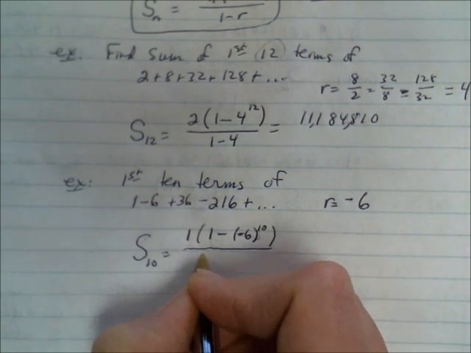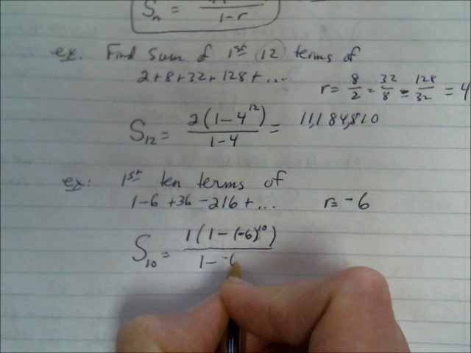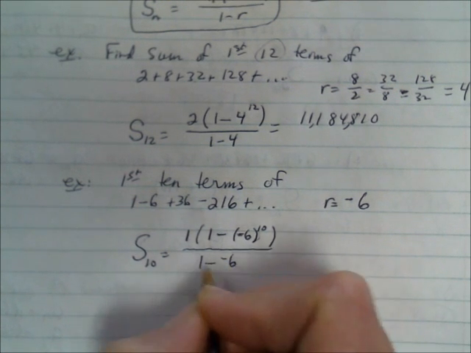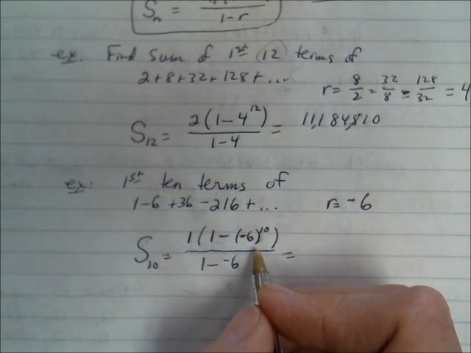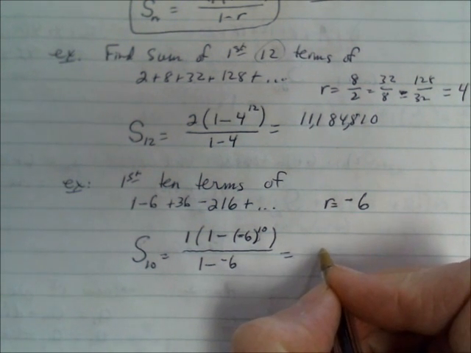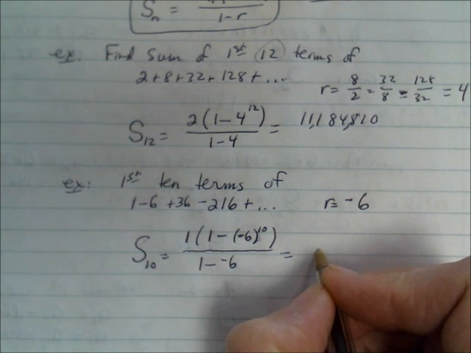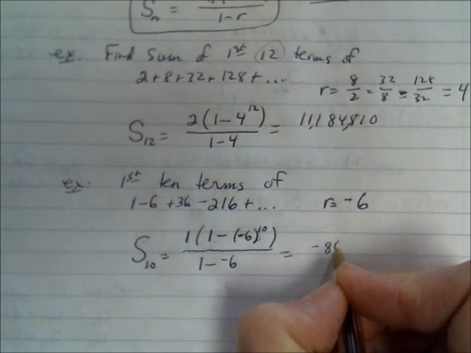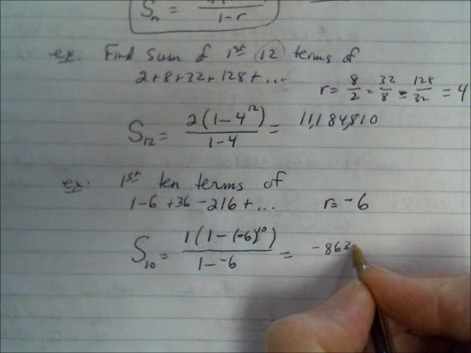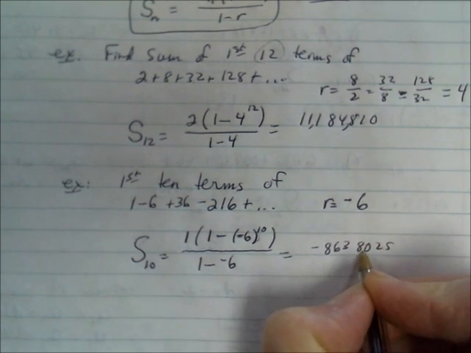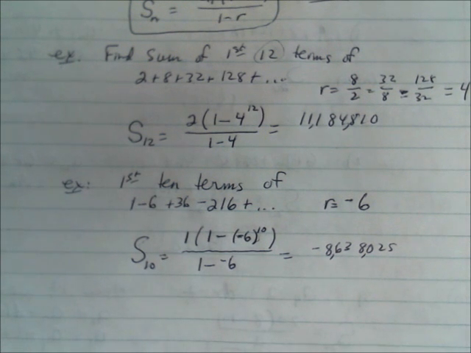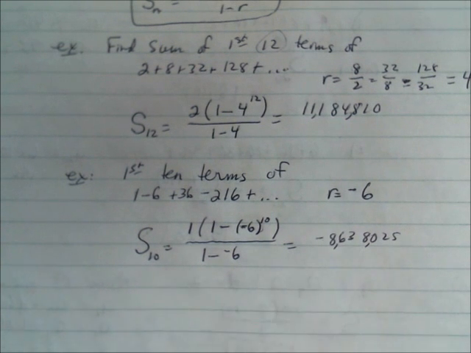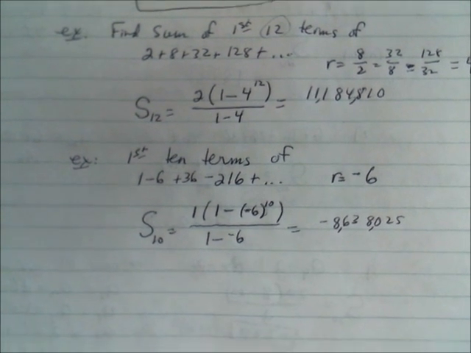And on the bottom, 1 minus R, 1 minus a negative 6, which is 1 plus 6, which is 7, will go in the denominator. So you should try putting this in. Make sure you get what I get. Hopefully I'm right. I get the sum is equal to negative 8,638,025, the sum of the first 10. And hopefully you're checking my answers out to make sure that they match with yours.